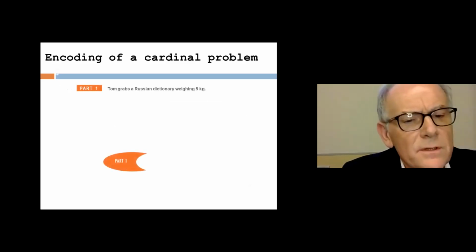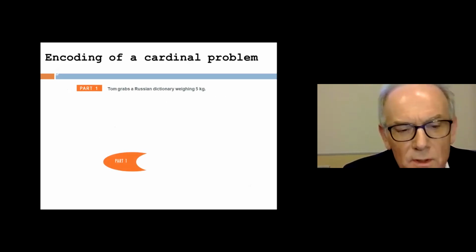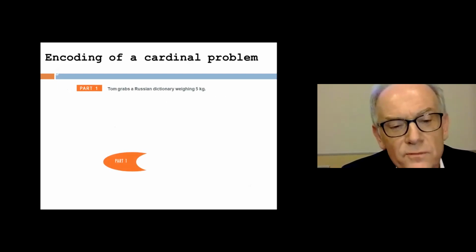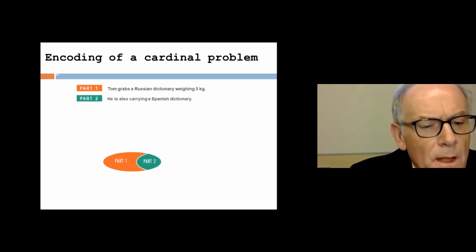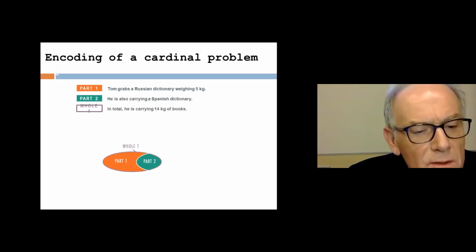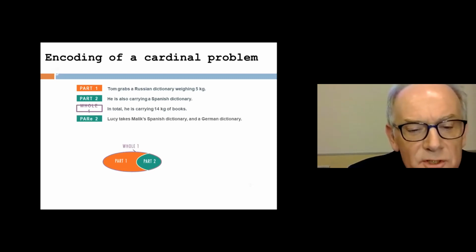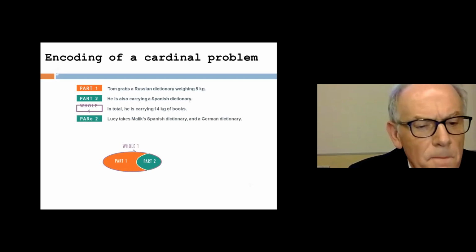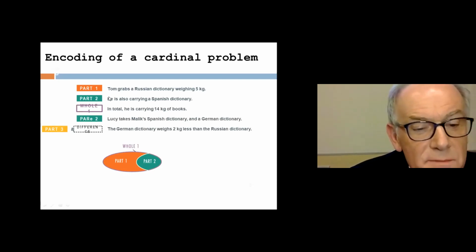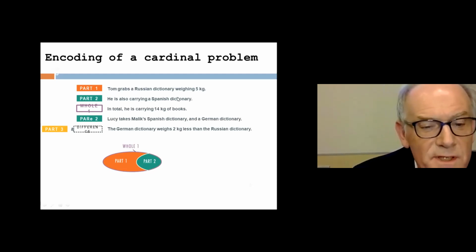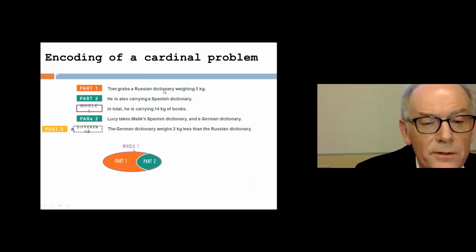Here is a cardinal problem and the way we would tend to encode it. We have done the experiments and we know the statistics: most of the students would encode it in this way. Tom grabs a Russian dictionary weighing 5 kilos, and is also carrying a Spanish dictionary. In total, both of them make 40 kilos of books. Lucy takes Malik's Spanish dictionary, exactly the same Spanish dictionary as here, and a German dictionary. The German dictionary weighs 2 kilos less than the Russian dictionary, so 2 kilos less than 5.